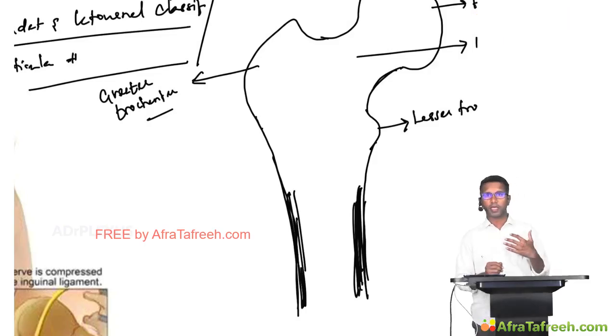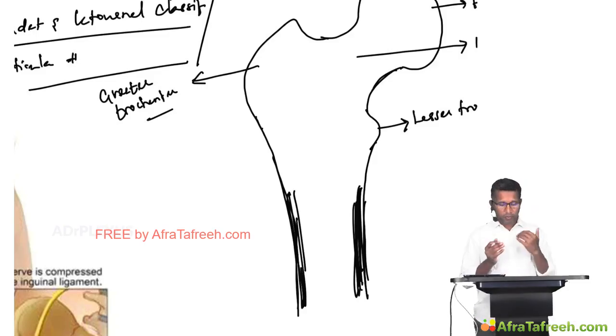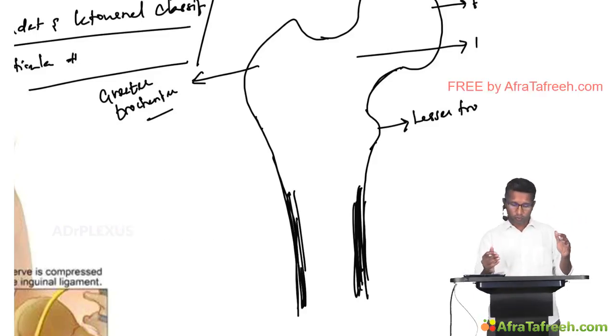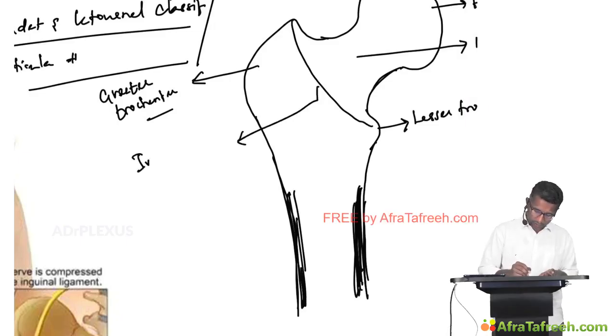So this is the proximal femur anatomy when you look from the anterior aspect. You have the greater trochanter laterally and the lesser trochanter posteromedially. These two are connected by a faint line anteriorly. This line is called the intertrochanteric line.